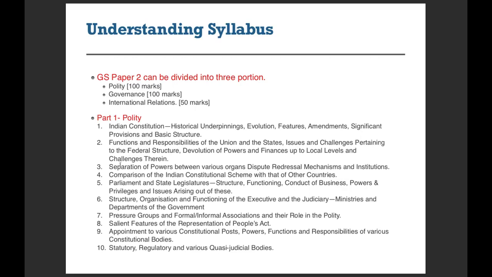The third topic is again about the separation of power. So topic number 2 is about the vertical distribution of power, like union government, state governments, and local level government. Topic number 3 is about the horizontal distribution of power, which involves the executive, legislative, and judiciary, how the separation of power works in our constitution, what are the different dispute redressal mechanisms available in our country, and what are the various institutions, which I will cover one by one in my lectures.